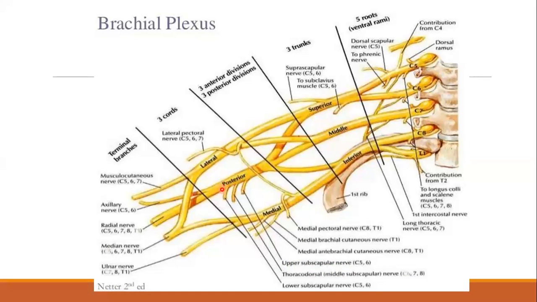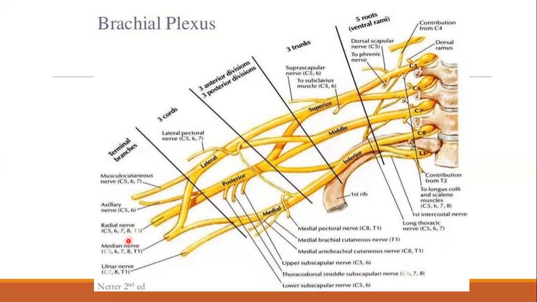So this is our upper subscapular nerve. This nerve, which is below the other 2, so it's lower than the other 2, it is our lower subscapular nerve. And then finally, this nerve that's in the middle, you could call it the middle subscapular nerve, but most people don't actually call it middle subscapular. This is your thoracodorsal nerve.